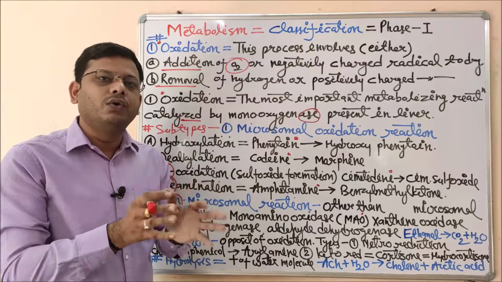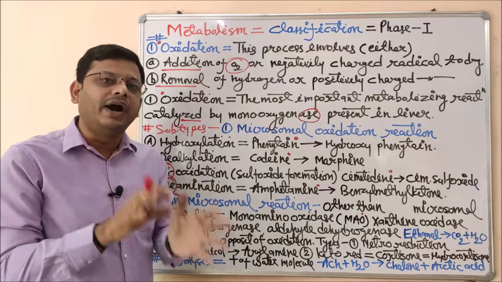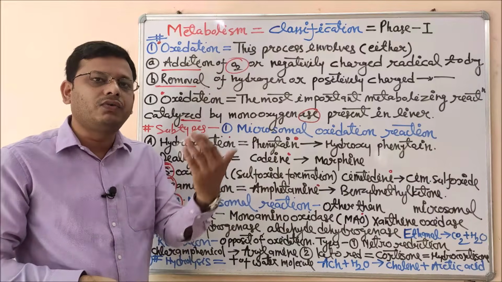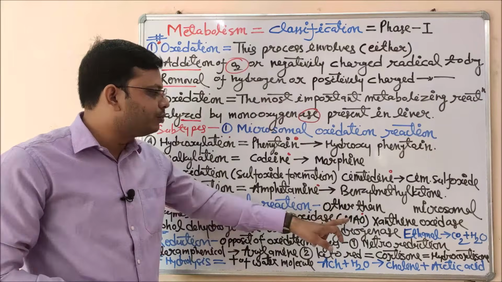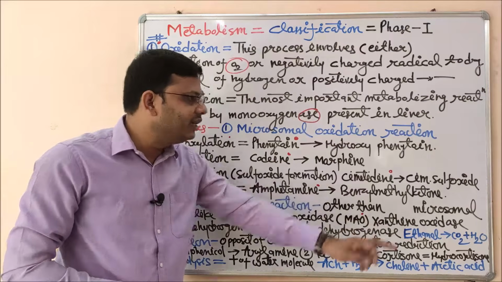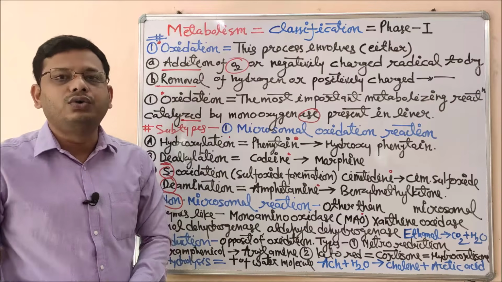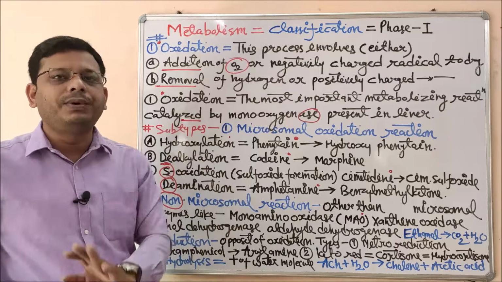Because MAO reduces the availability of the drug, that effect may be reduced. So to avoid that reduction, we have to use a MAO inhibitor, and that is a part of the next topic or next semester as well. The next example under the non-microsomal oxidation reaction is xanthine oxidase, and we will study it under the category of gout. Anti-gout drugs act on this process also. This is also a part of the next topic.